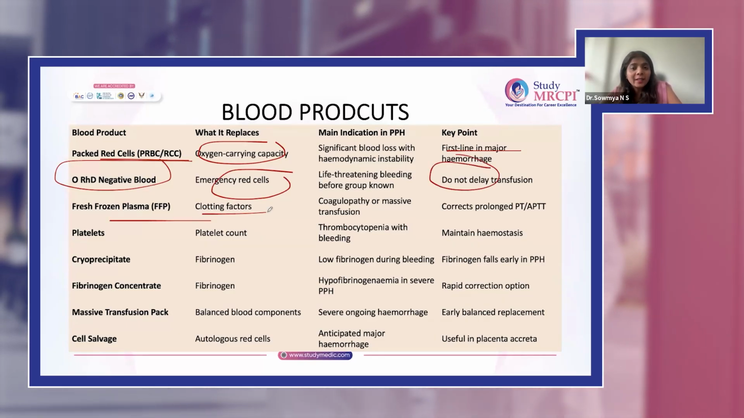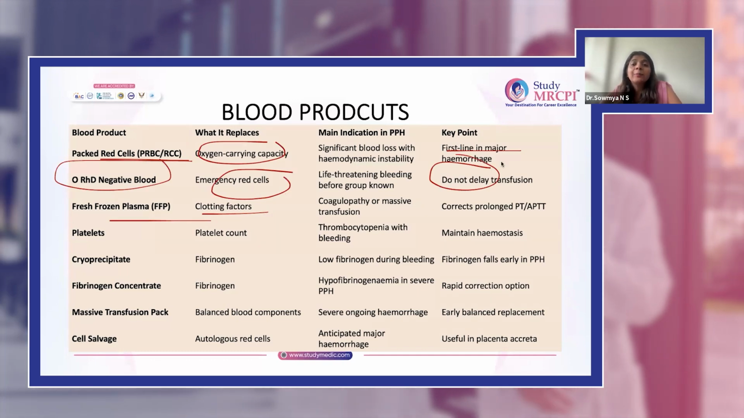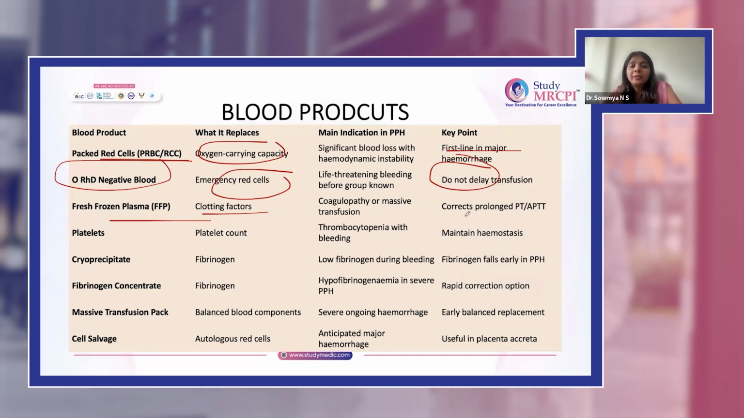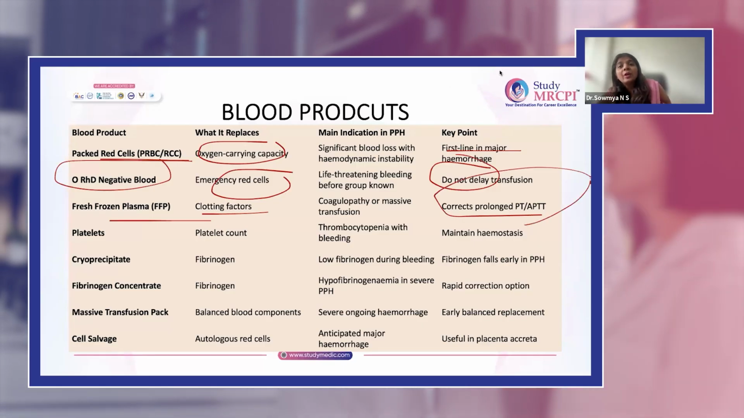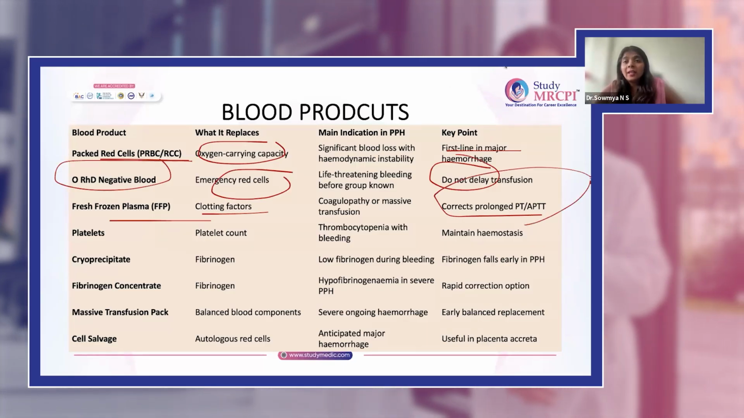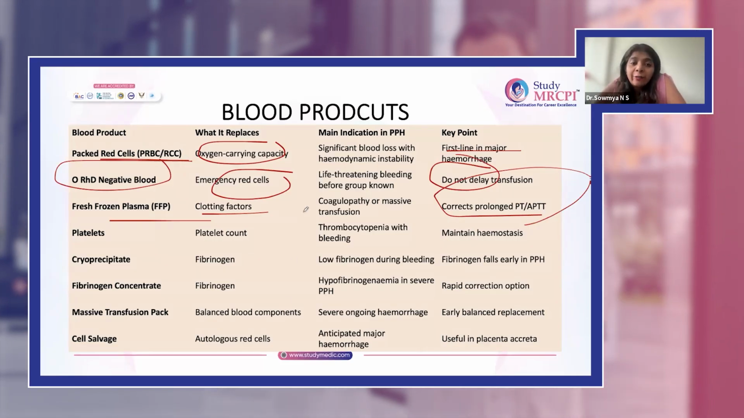FFP increases the clotting factors. It corrects the prolonged PT and APTT. So in case your lab report shows PT is prolonged, you're going to go for FFP.